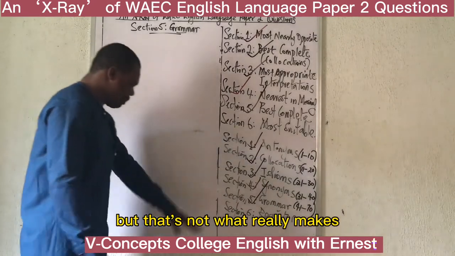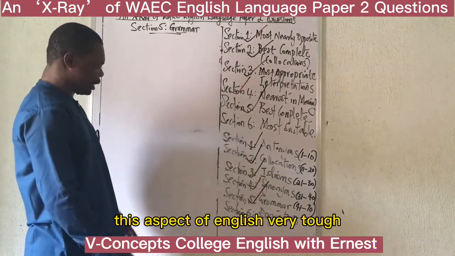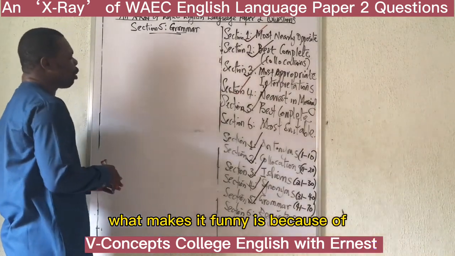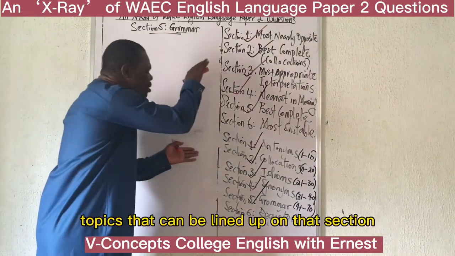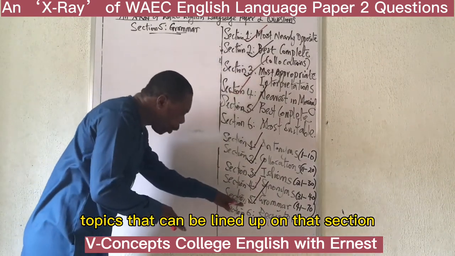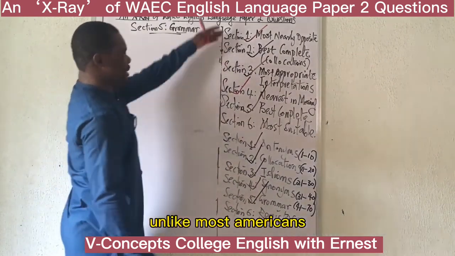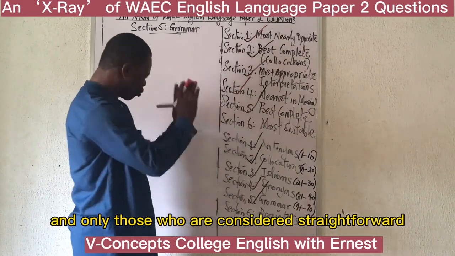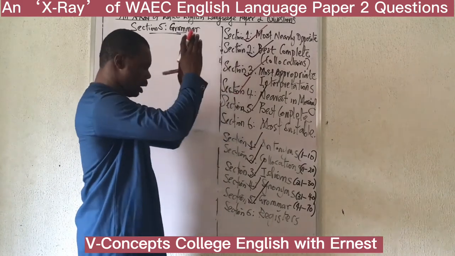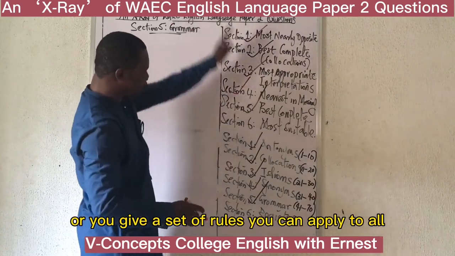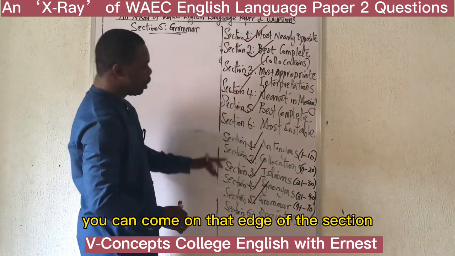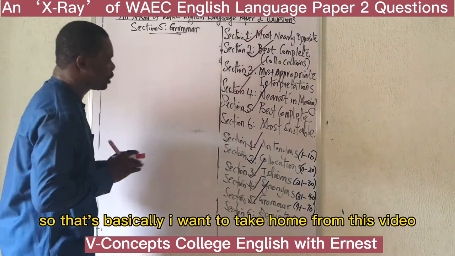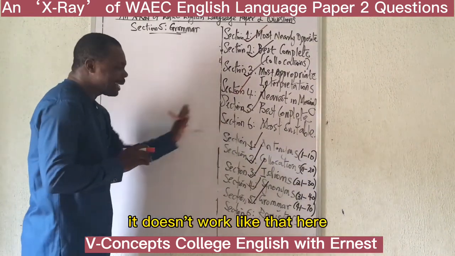But that's not what really makes this aspect of English very tough or somehow funny or tricky. What makes it funny is because of the numerous topics that can be lined up under this section. Unlike the others, those are straightforward, and once we spell out a given set of rules, we can apply them to all the questions that come under each section. But here, it doesn't work like that. So that's one basic thing I want you to take home from this video. It doesn't work like that here.